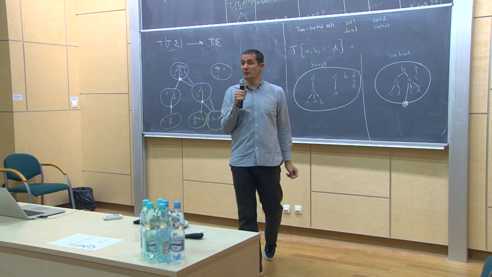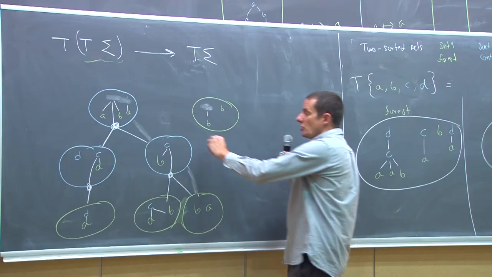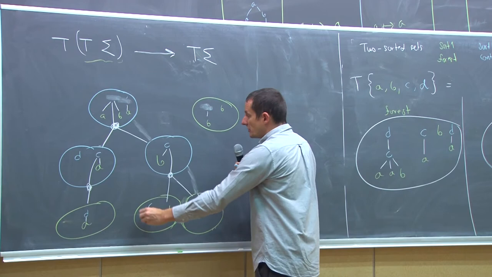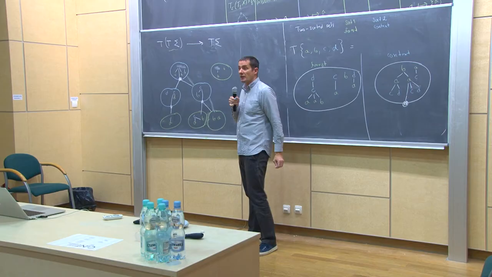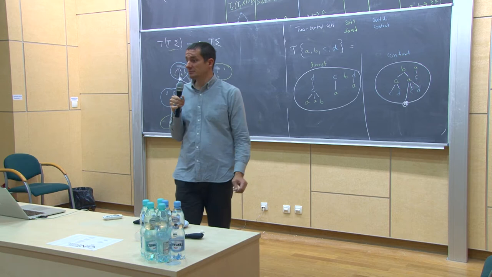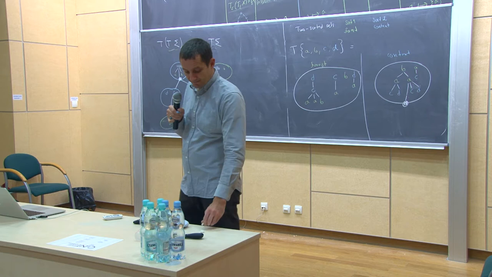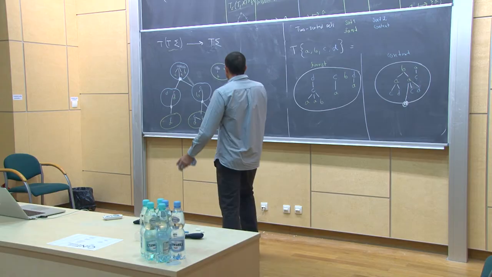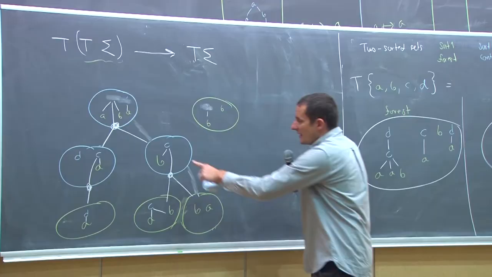That's an example of such a thing. So inside each blue box, I had to give a context, and inside each green box, I had to give a forest. Yes? So tell me, how do I flatten it? Is it clear? Just delete the bubbles. If I delete the bubbles, then this line splits into two lines. Yes?